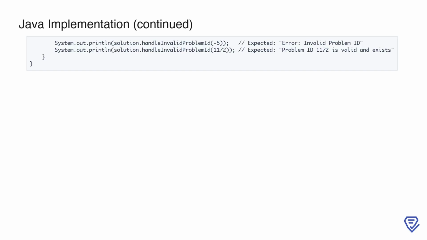Another example is when we pass 1172 as the input. Since this ID is both positive and present in the registry, it passes all checks, and the function returns the message, problem ID 1172 is valid and exists. These examples demonstrate how the function handles a variety of scenarios, ensuring robust validation for the problem IDs it processes. This structured approach allows us to effectively handle invalid inputs and provide clear feedback to the user.